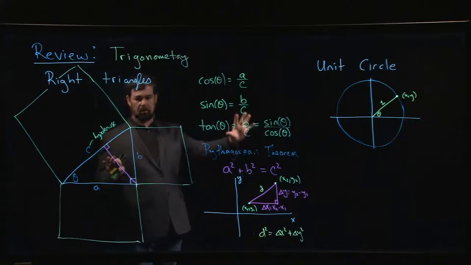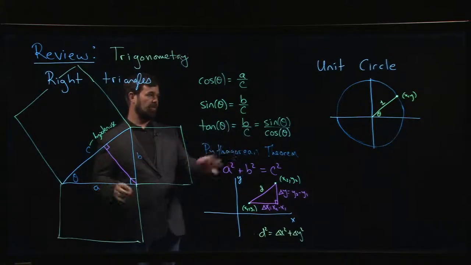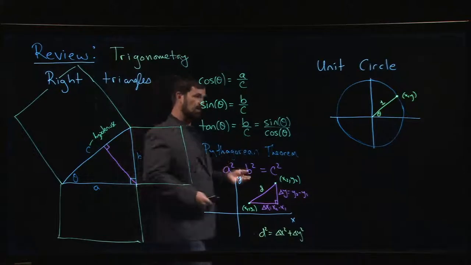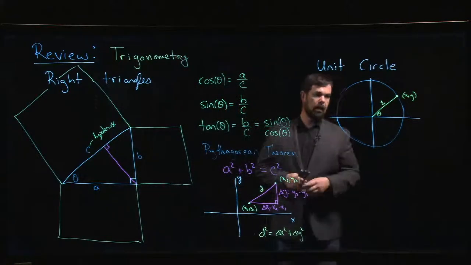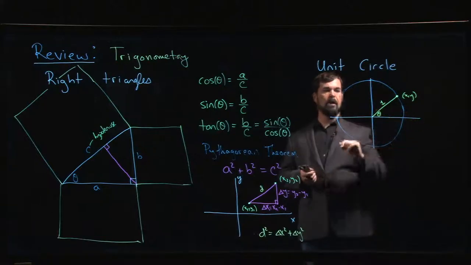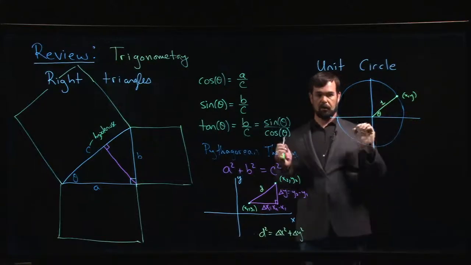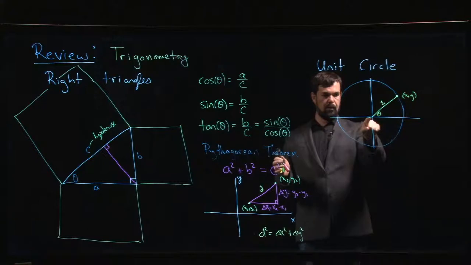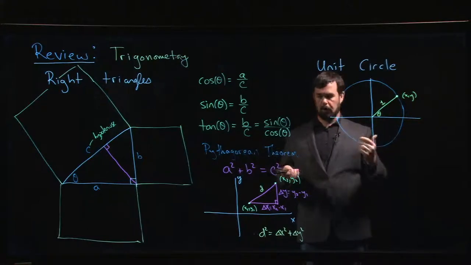Mathematically, we tend to not really think so much in terms of triangles as we do in terms of circles, and in particular this unit circle. So the unit circle is a set of all points in the xy plane that have length or distance 1 from the origin, from 0, 0.